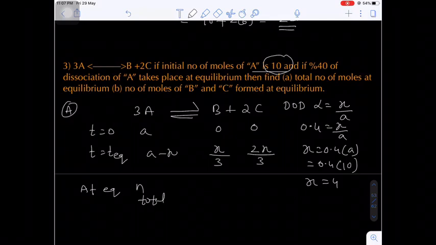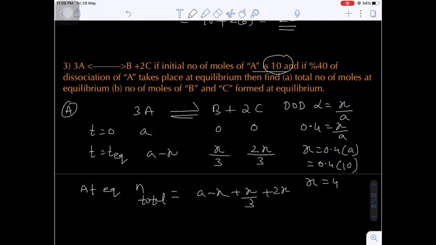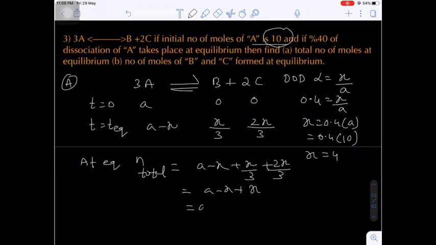Now here the total number of moles at equilibrium. At equilibrium, total number of moles will be a minus x plus x by 3 plus 2x by 3. So a minus x plus 3x by 3 means x, so minus x plus x gets cancelled. That will be small a. What is the small a value given in the question? That is the initial number of moles, 10. Equilibrium number of moles is also 10.